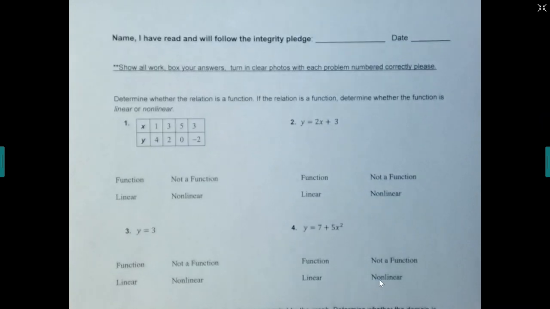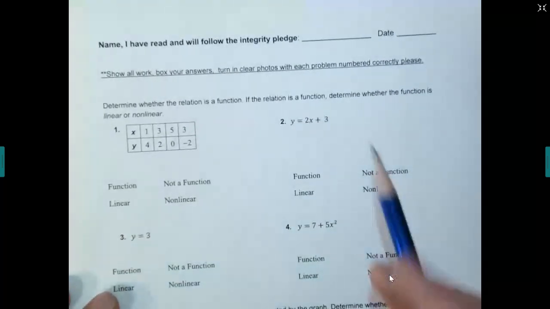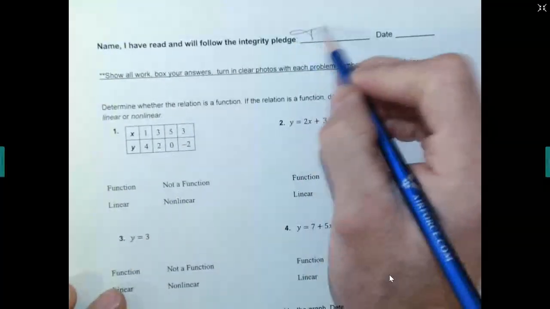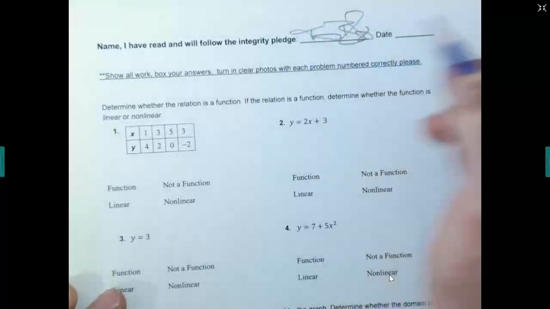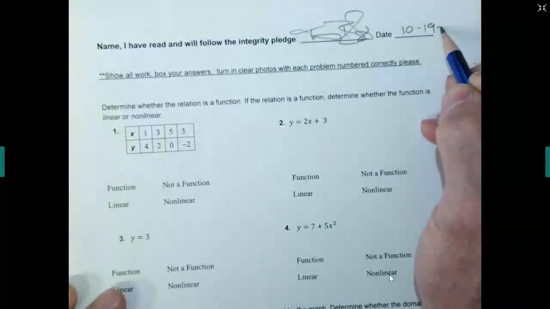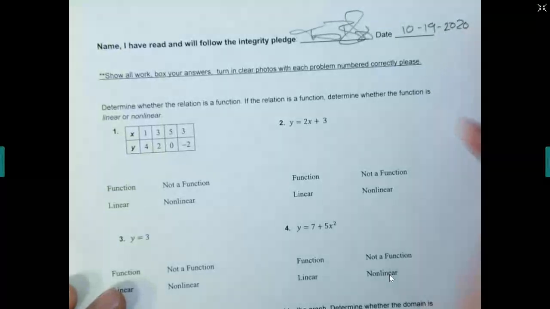Today we are doing test corrections for Chapter 3. Alright, test corrections for Chapter 3. Hopefully you have signed your name and put the date so that you get credit for that one.